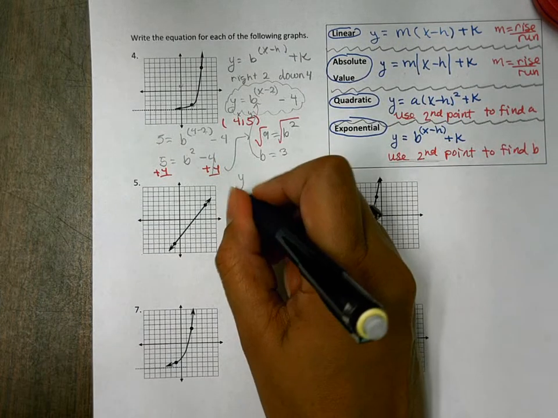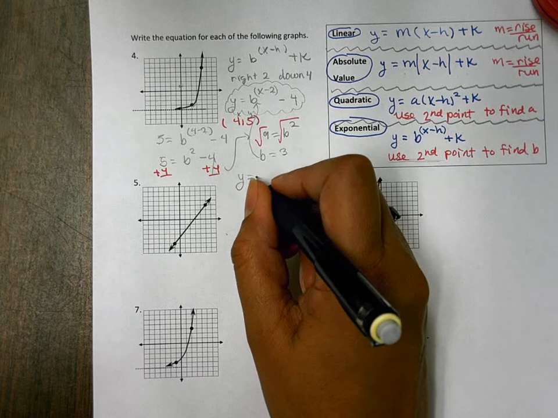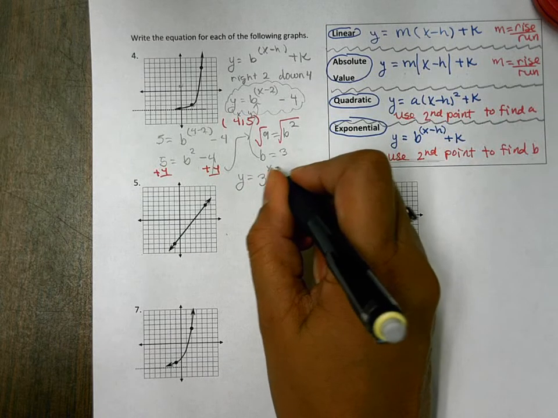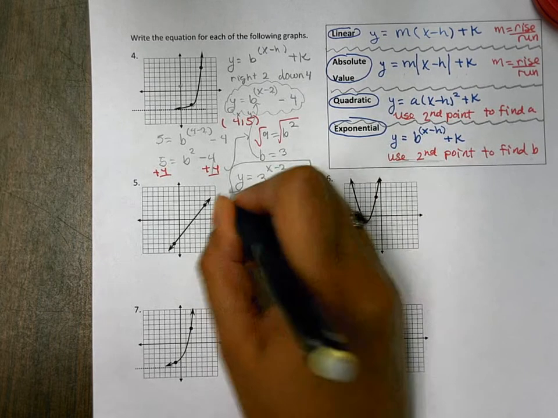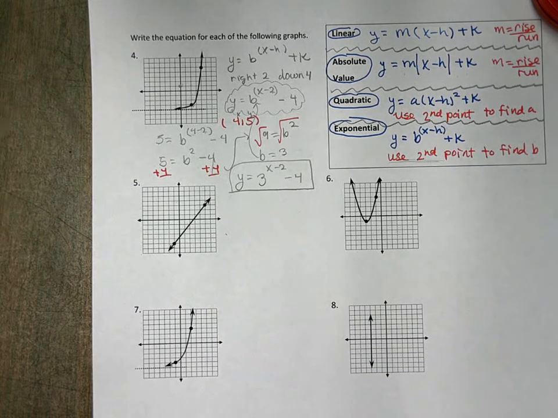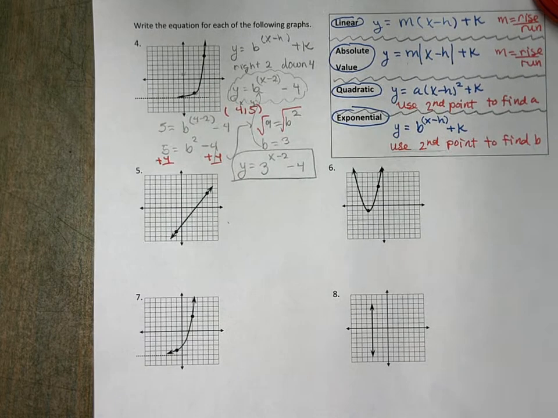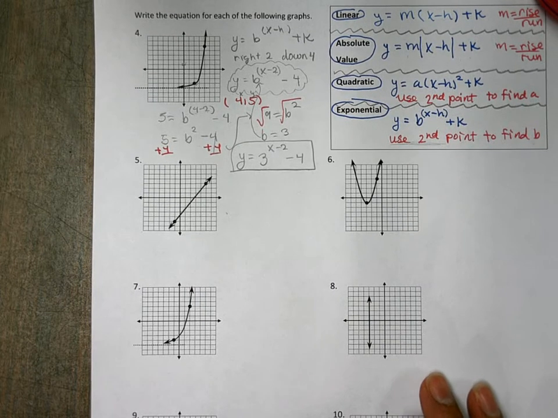Y stays y now because we're looking for the equation. Equals 3 raised to the x minus 2, and then minus 4. Again, the exponent, you don't need parentheses there. You should know there. If you don't write it, it's okay. If you do write it, it's okay. If you see it and it's not there, it's okay. It's the same thing. All right, that's the answer for number 4.